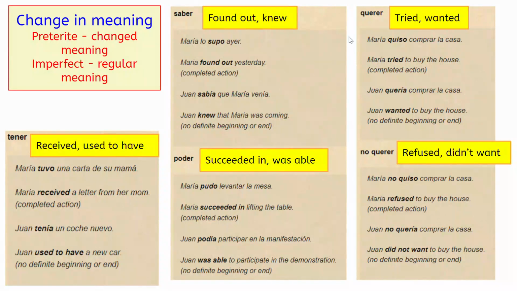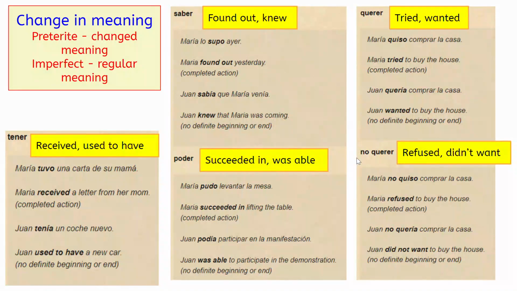Querer and no querer. These are the two that are going to be used quite a bit. Querer means to want. In the preterite, it'll mean tried. María quiso comprar la casa. María tried to buy the house. In the imperfect, it's regular wanted. María quería comprar la casa. María wanted to buy the house.